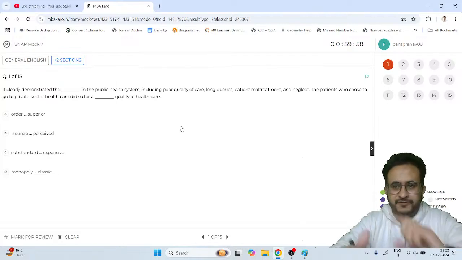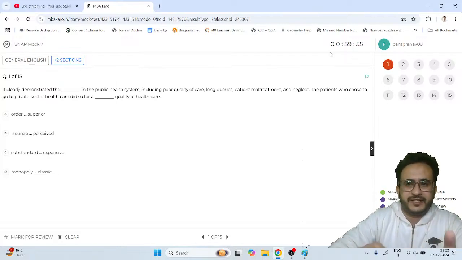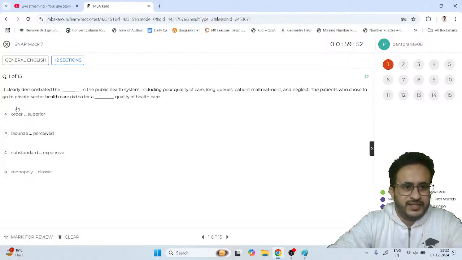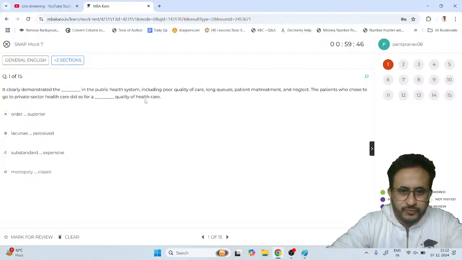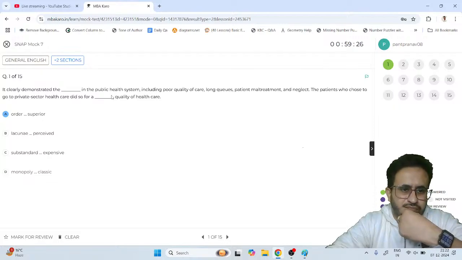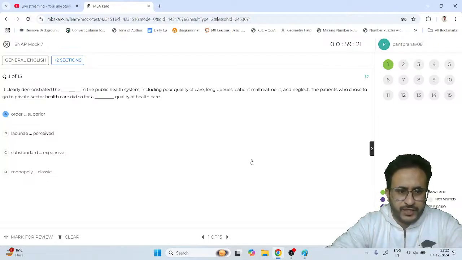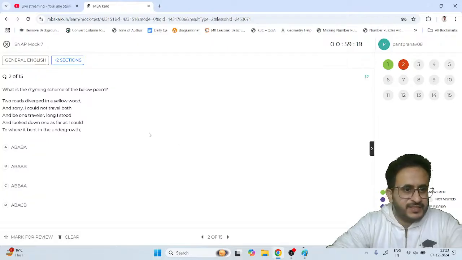Okay, so we'll start with the verbal section. I'll ensure that by 56, 54, I'll be switching to the next section. It is clearly demonstrated the dash in the public health system, including poor quality of care. A patient who chose to go to the private sector did so for a dash quality of healthcare. It should be superior quality. Okay, with quality, superior will fit. So that should be the one. Let's see the next one.